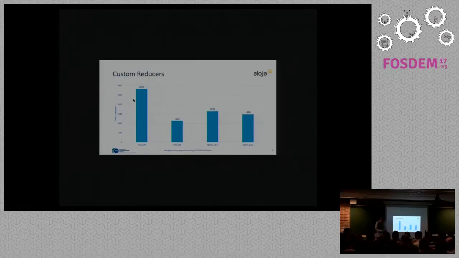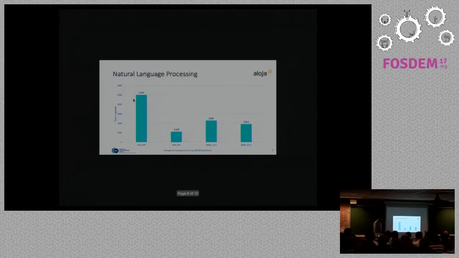For the second use case, custom reducers to pre-process the data before selecting it, we see that Hive Tez is the fastest one here, followed by Spark 2, and very close to Spark 1. MapReduce again is the slowest one. Moving on, natural language processing here, Tez once again is the winner by a long shot in this case, followed by Spark 2. Spark 1 is really close to Spark 2, and MapReduce is really, really slow.